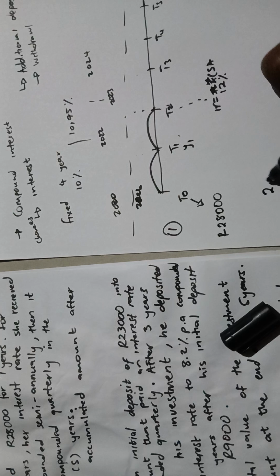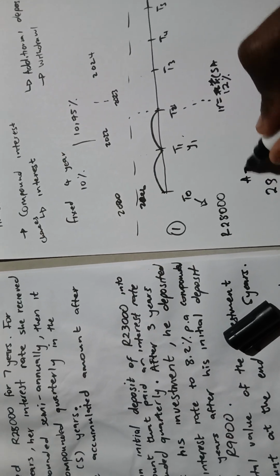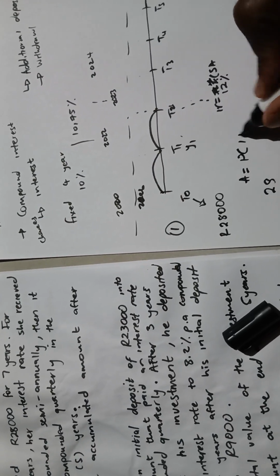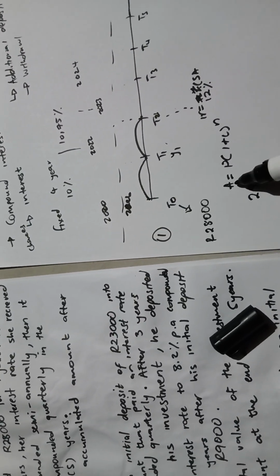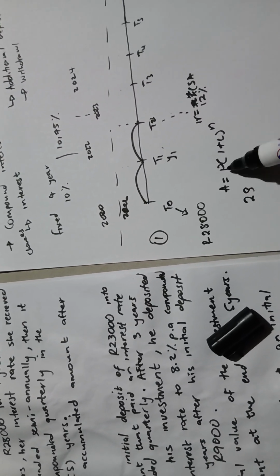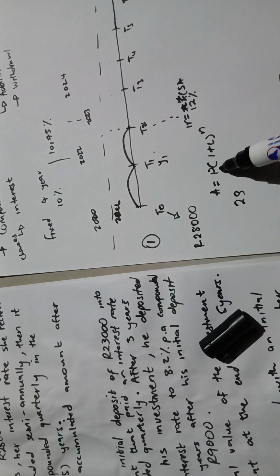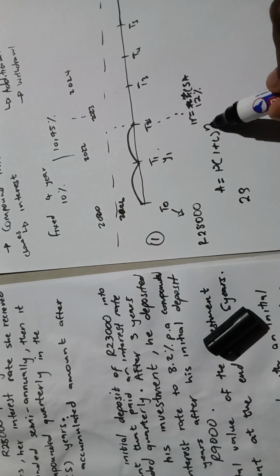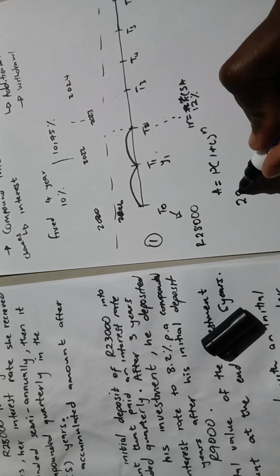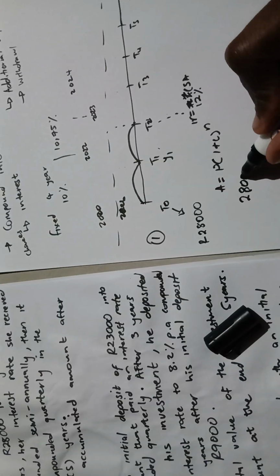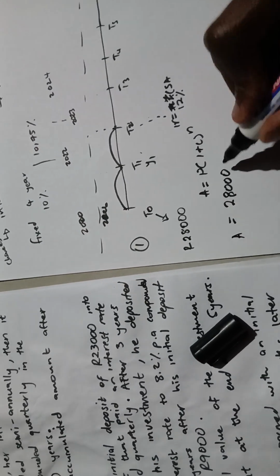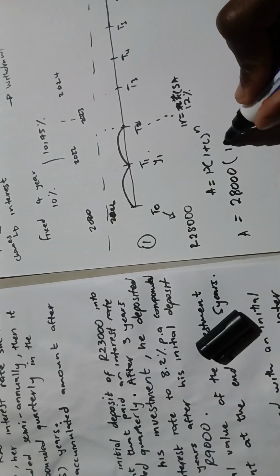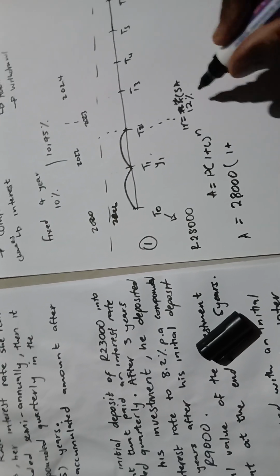So, 28,000. It's compound interest, so we're going to use this formula. Remember, this is for the accumulated value, this is for the principal value, and this is the interest and the number of years. So now, 28,000 is the P value. So now, 1 plus 12%.